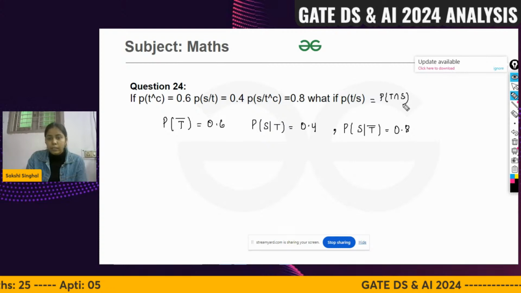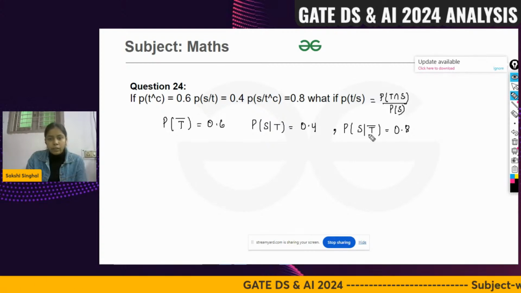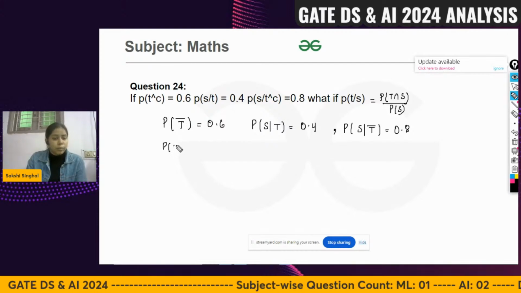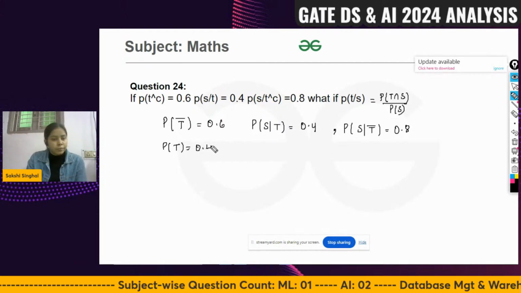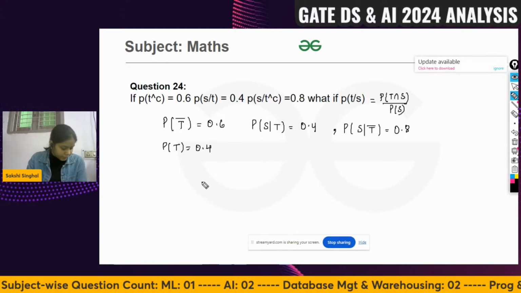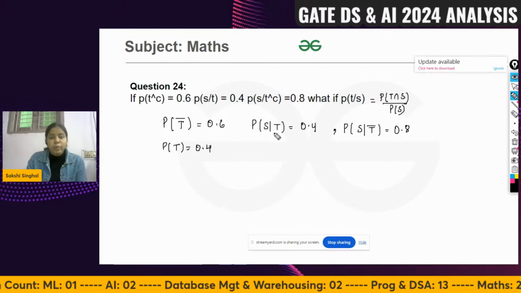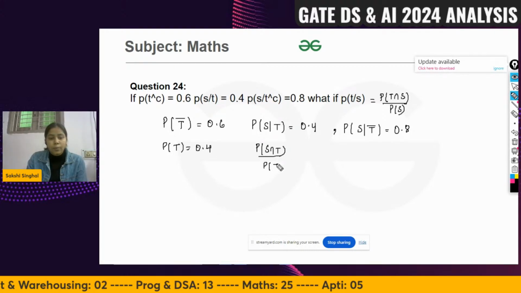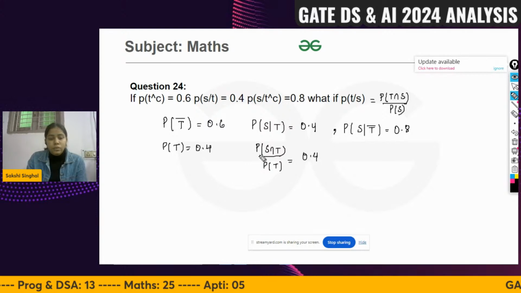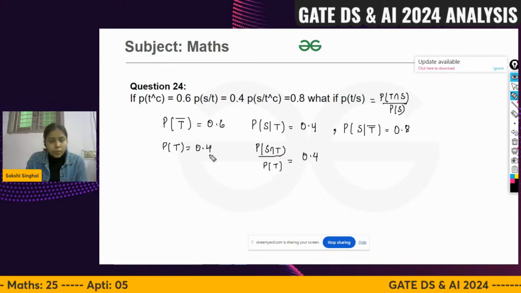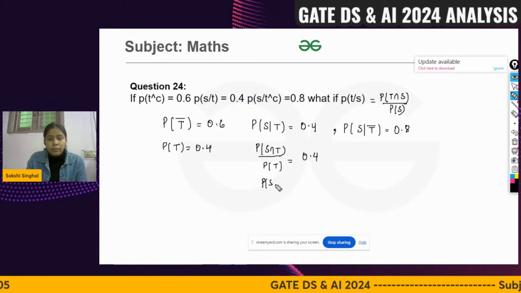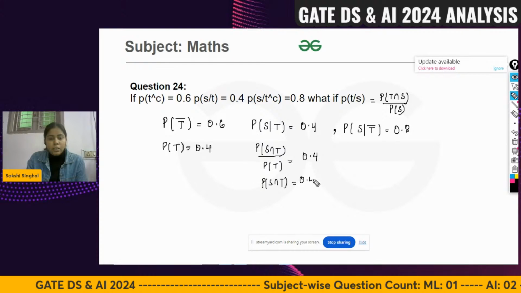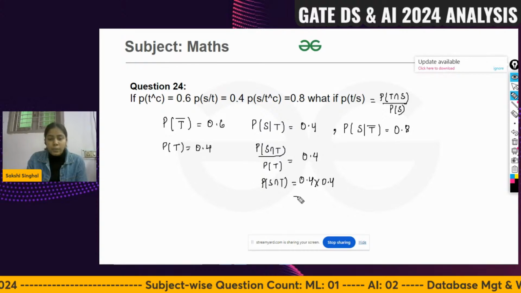The answer would be probability of T intersection S upon probability of S. And intersection I can find, because probability of T bar is 0.6, so what would be the probability of T? That would be 0.4, right? Okay, so what would be probability of S given T? Probability of S given T would be probability of S intersection T upon probability of T, that is 0.4. So using probability of T, you can find out probability of S intersection T. So that would become 0.4 into 0.4, that is 0.16.